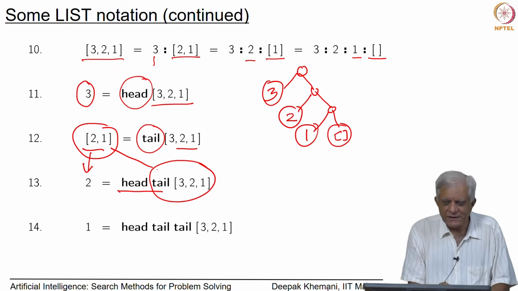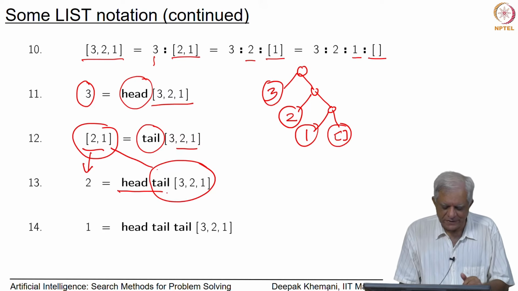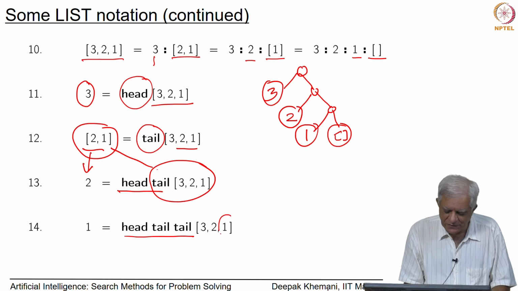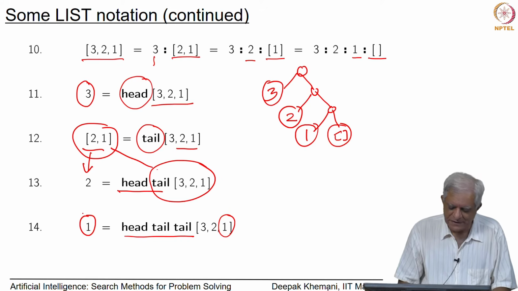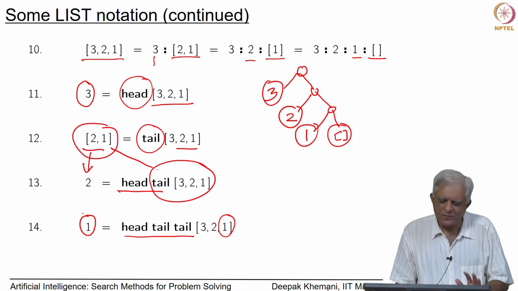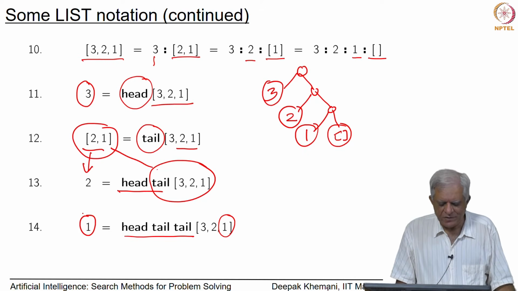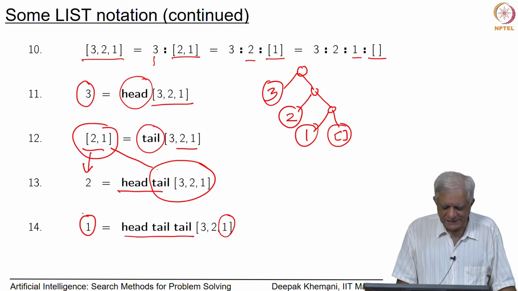So, we can use combinations of these operators. We can say head of tail of tail of tail, which will take us to the last element of the list and return the last element of the list. So, we have powerful ways of handling lists, and we shall keep this in mind when we look at algorithms in the rest of the course. We will often use lists for representing things.